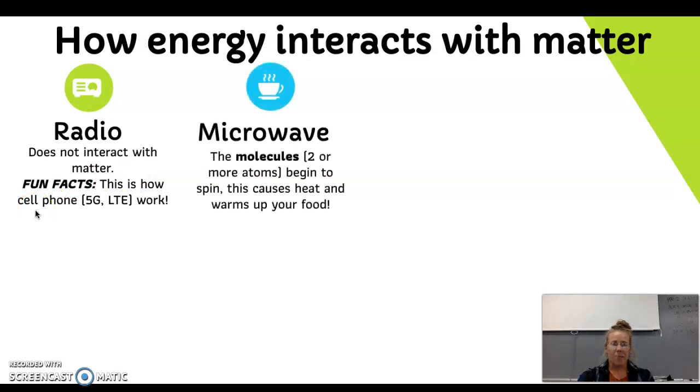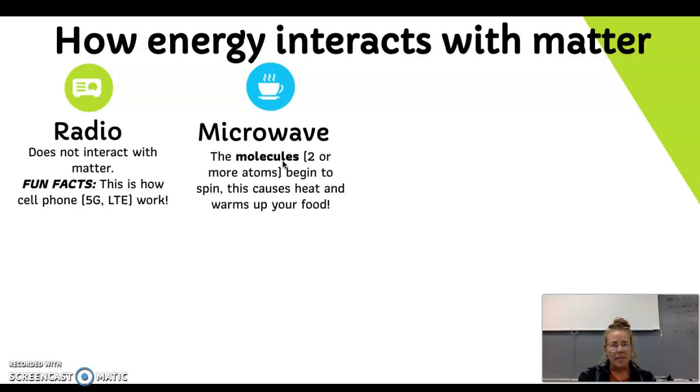All right, and then microwaves. So we're getting a little bit smaller, and these actually do something to matter. They're going to hit the molecules, and a molecule is when you have two or more atoms bonded together. So you have a couple different elements together, bonded, and they become a molecule, like water, right? H2O, that's a molecule. It's made up of more than one element, atoms put together.